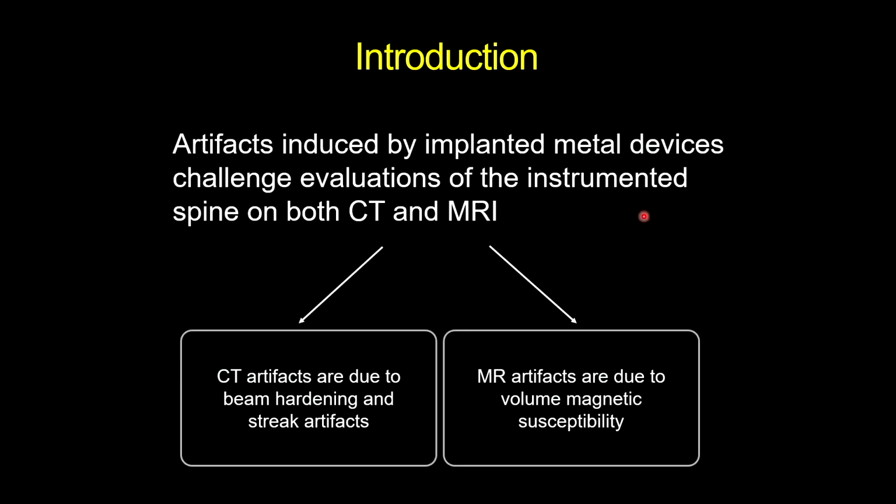When you have metal in your body, there are artifacts, and these challenge our ability to use the modalities that we depend on for imaging the spine, which are CT and MR. On CT, we're really talking about beam hardening and streak artifacts. On MR, we're really looking at volume magnetic susceptibility artifacts. And I'm going to give you some tips and tricks on how to deal with all of these as we go along.